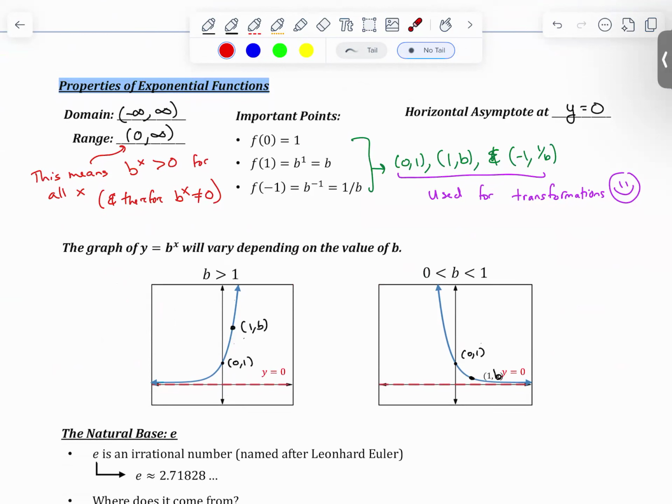If b is larger than 1, then the graph will go up like this. It'll start down in the bottom left and increase in the top right. So this function is always increasing. And the secondary situation would be if b is between 0 and 1, like 1/2, 1/3, 2/5, something like that. And the graph will end up looking like this. It'll have the points (0, 1) and (1, b), but in this case b is less than 1, so that's why it's going down. And so this is always decreasing.